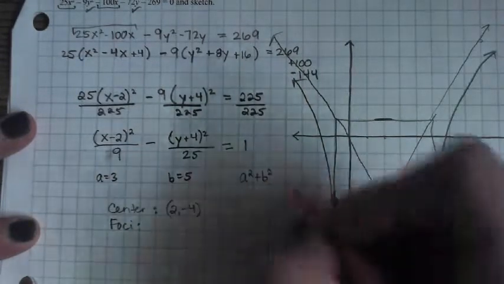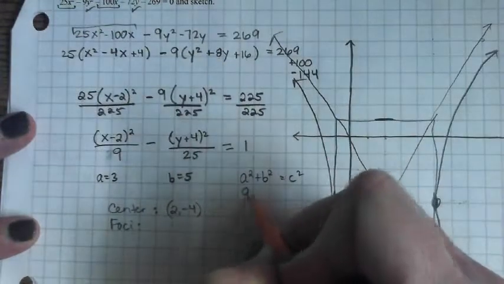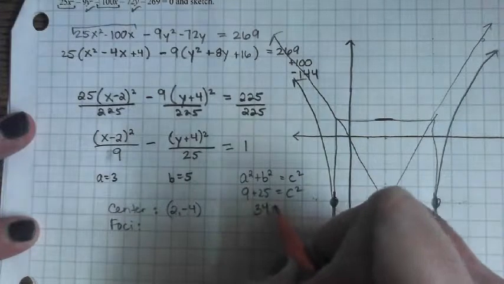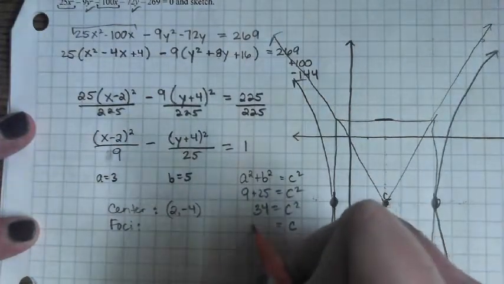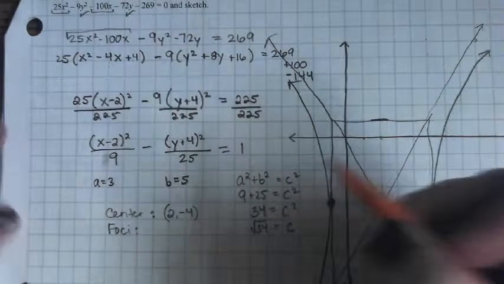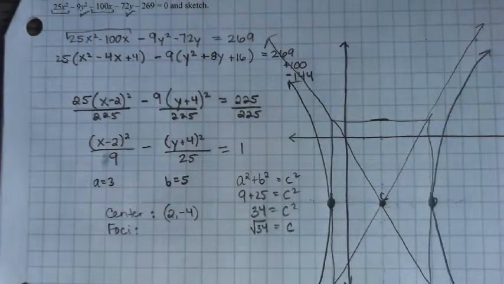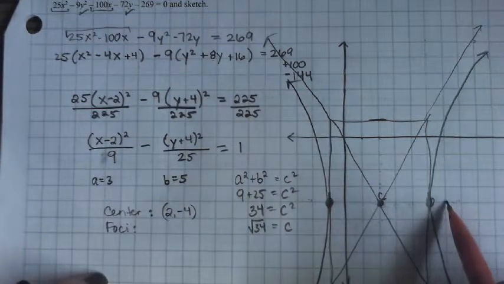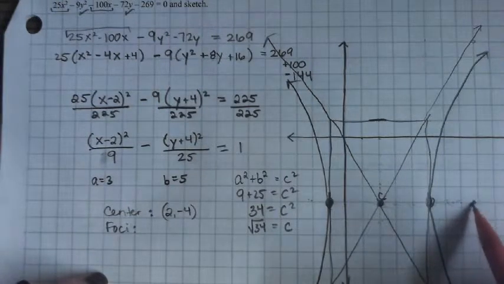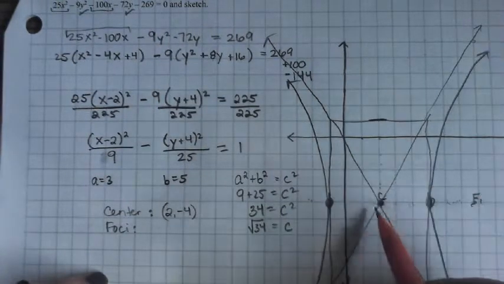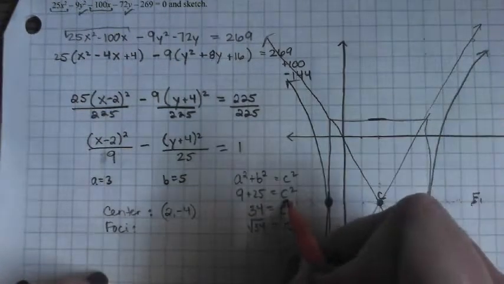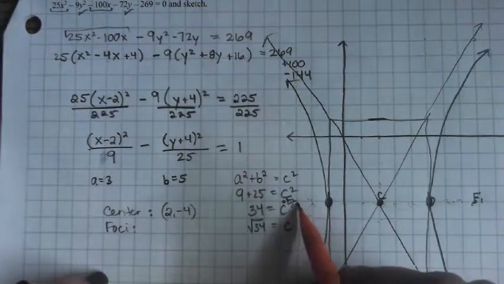So a squared plus b squared equals c squared. I've got 9 plus 25 equals c squared, and that's 34 equals c squared. So c equals root 34, which is approximately, let's see here, square root of 34, 5.8, which is certainly bigger than 3. So if I go 1, 2, 3, 4, 5.8, there's focus 1. And I go 1, 2, 3, 4, 5.8, there's focus 2. Sorry, it's running into my work.